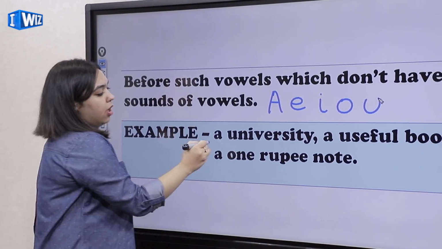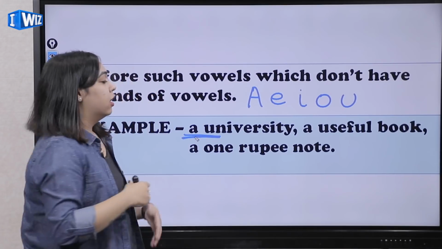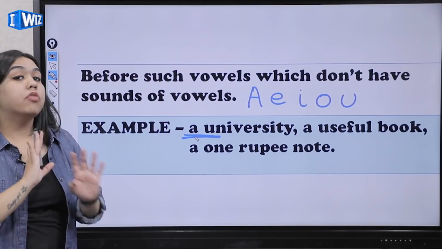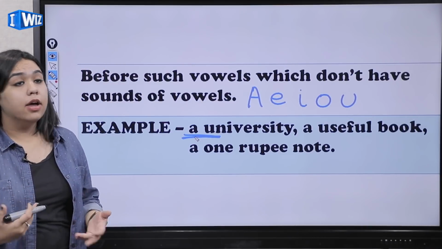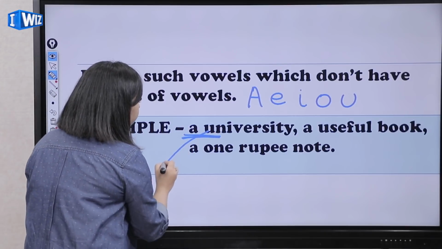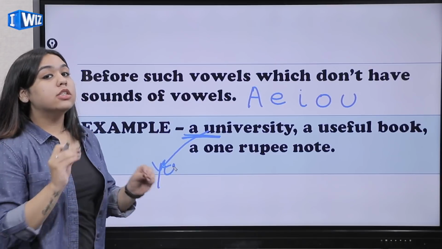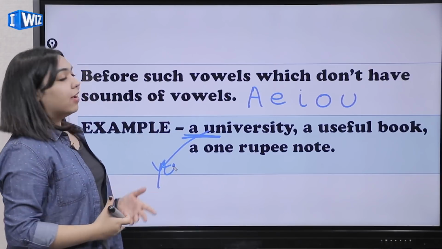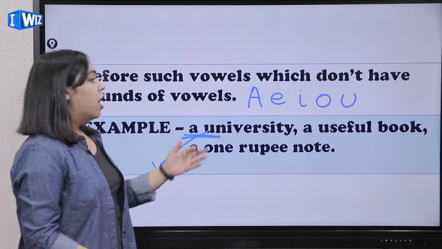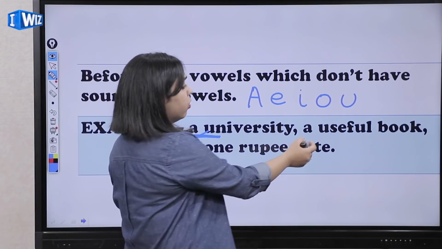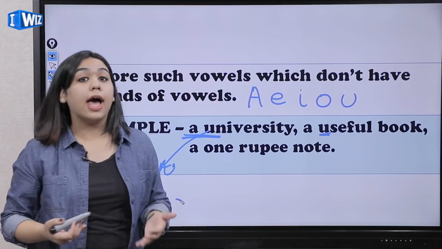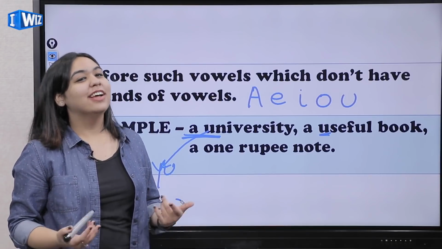For example, you will see that we have not written an university. We never say an university. You know why? Because this has the sound of U, as in university. It doesn't have a vowel sound. So that's why we say a university. A useful book. Again, U is a vowel, but we're still not using an with it. Why? Because of the sound.